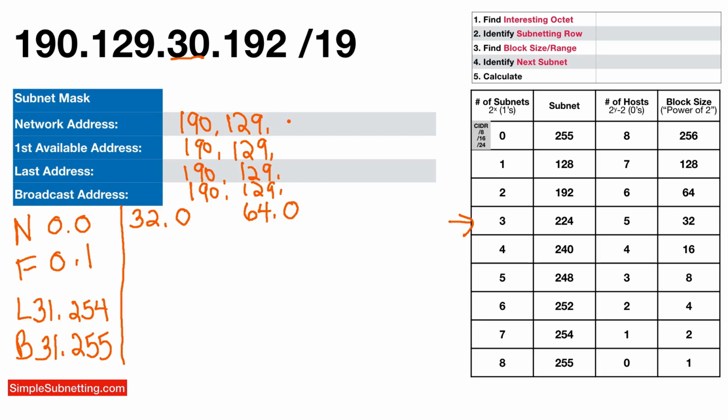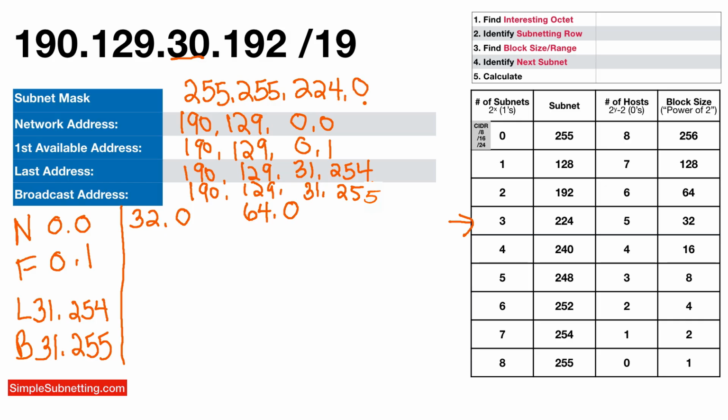Okay, now we're ready to fill it in. So the network is 0.0. First is 0.1. Last is 31.254. And broadcast is 31.255. And then if you were going to do the subnet mask, the default for B is 255.255. And then what do we fill in? Third octet is 224.0. And that's it. Let's go to another one so you can get more comfortable.